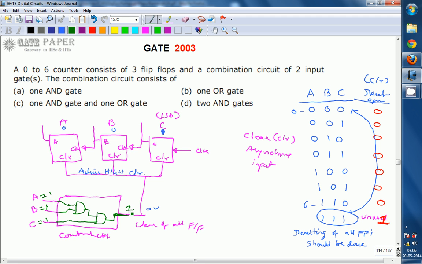So the right answer is that the combinational circuit consists of 2 AND gates. 2 AND gates is the right answer, which is D. The right answer for this question is 2 AND gates.